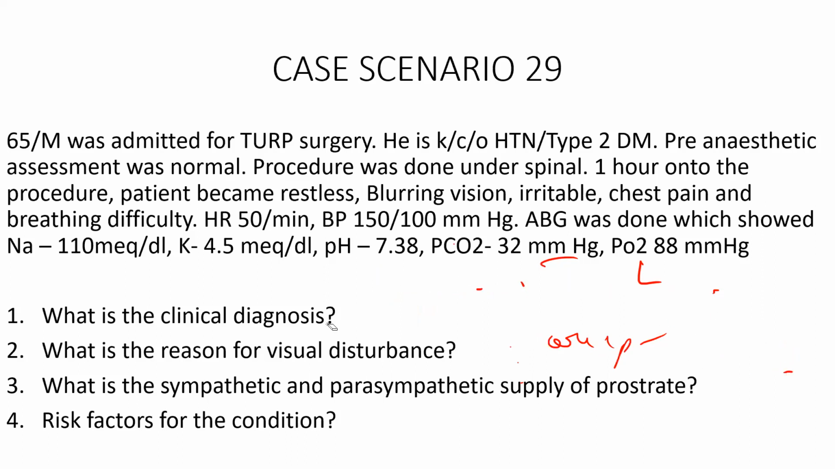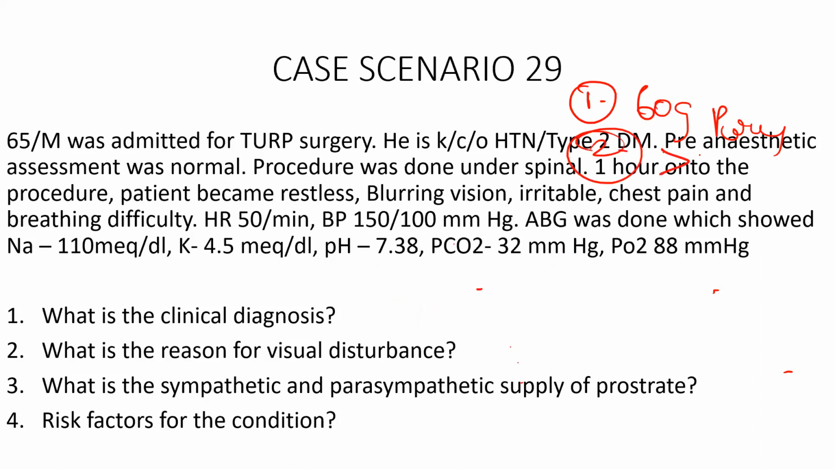What are the risk factors for developing this condition? Surgical factors like resecting more than 60 gram of prostate. Then operation duration more than 60 minutes, more than 1 hour. Then the height of the irrigating solution is more than 60 centimeter from the pubic symphysis. 60, 60, 60, easy to remember. So 60 minutes, 60 grams, 60 centimeter of height of the irrigation fluid.